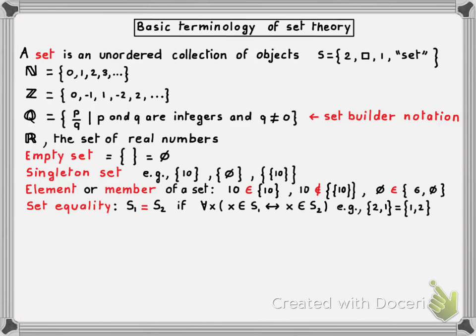So for example, the set 2, 1, 2, 1 is equal to the set 1, 2, since the order of the objects in the set does not matter. These are the same sets.